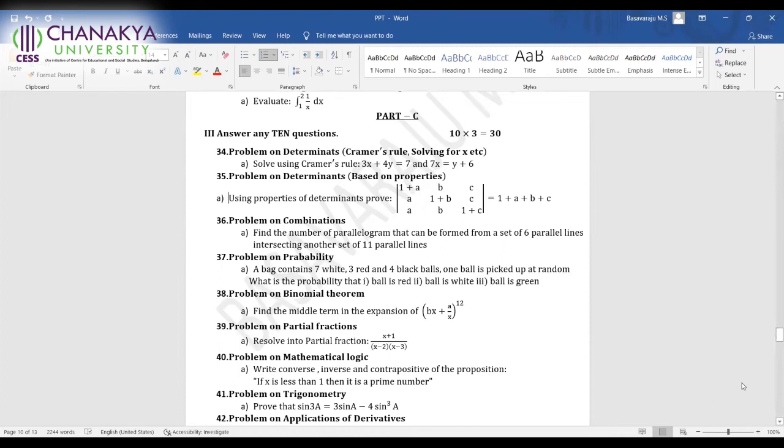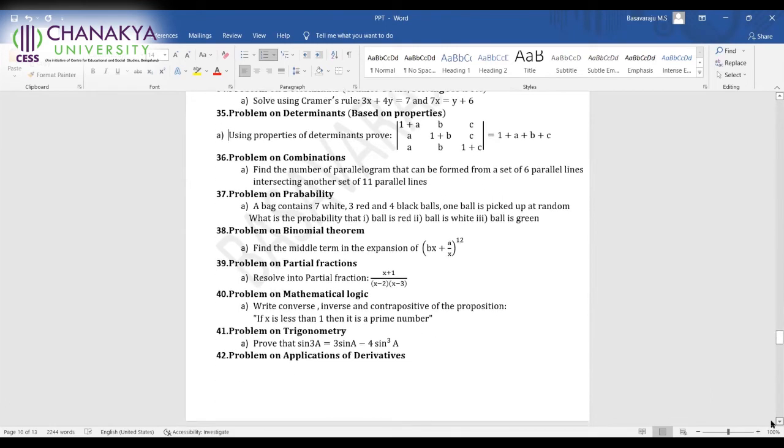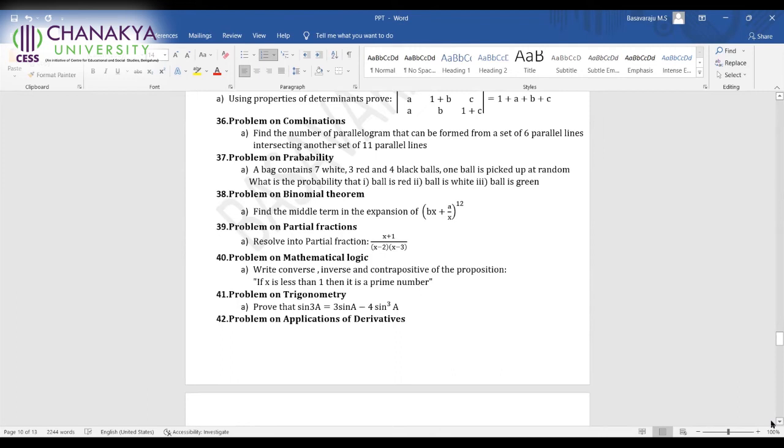And the 40th position, mathematical logic. In this mathematical logic chapter, they always ask in 3 marker for writing the converse, inverse, and contrapositive of the given compound propositions.